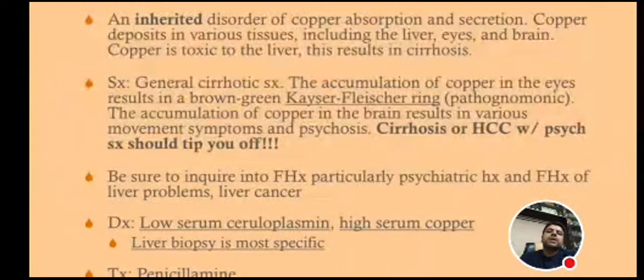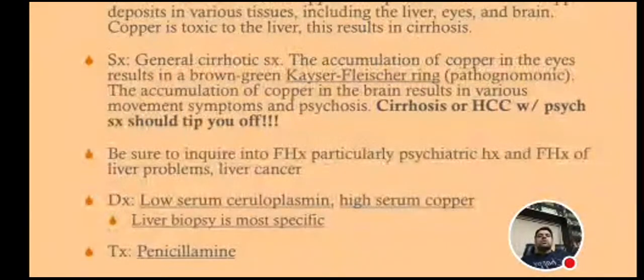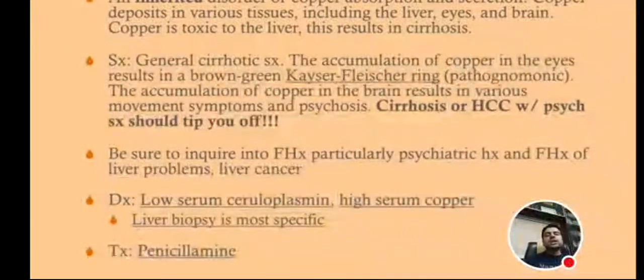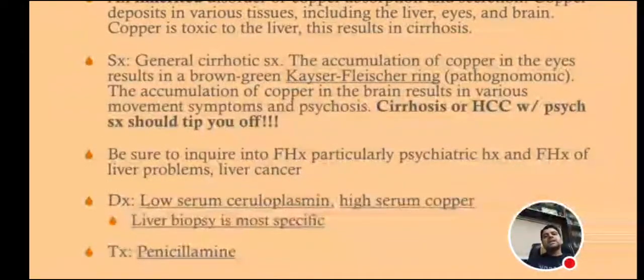Accumulation of copper in the brain results in various movement symptoms when it accumulates in the basal ganglia, and it produces psychosis. Cirrhosis or hepatocellular carcinoma with psychiatric symptoms should tip you off. Be sure to inquire into family history, particularly psychiatric history and family history of liver problems and liver cancer, same as hemochromatosis. In Wilson disease there is accumulation of copper in the brain, eyes, and liver.